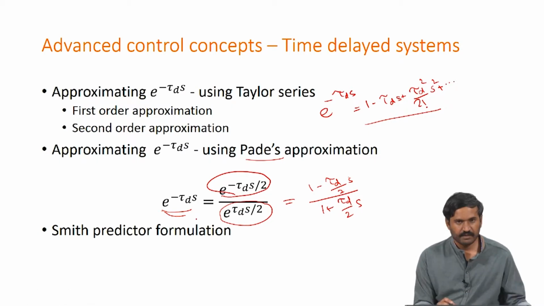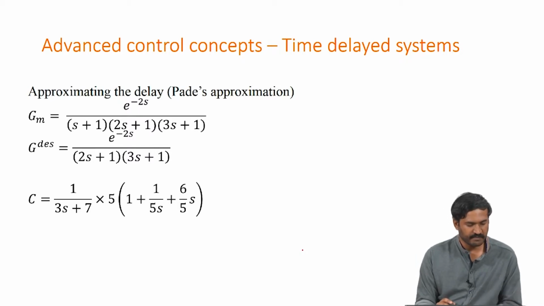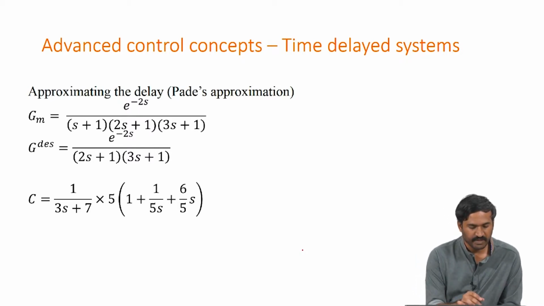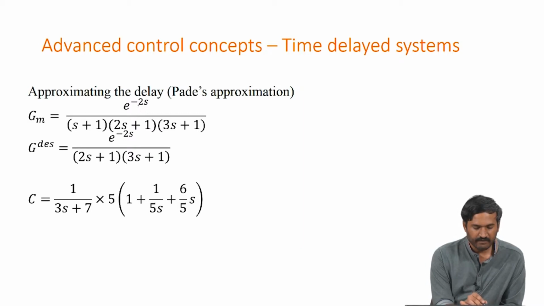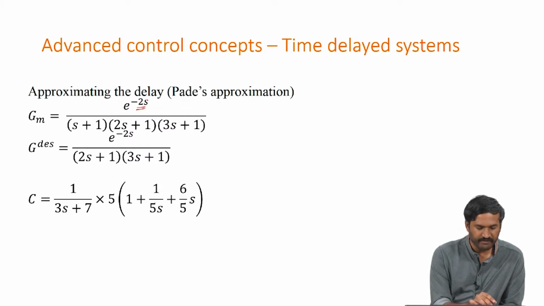minus tau d s. The other method of designing the controller is the Smith predictor formulation. Now, let us take this system where Gm is the model of the system with a time delay of 2 seconds. And then we define a desired transfer function.